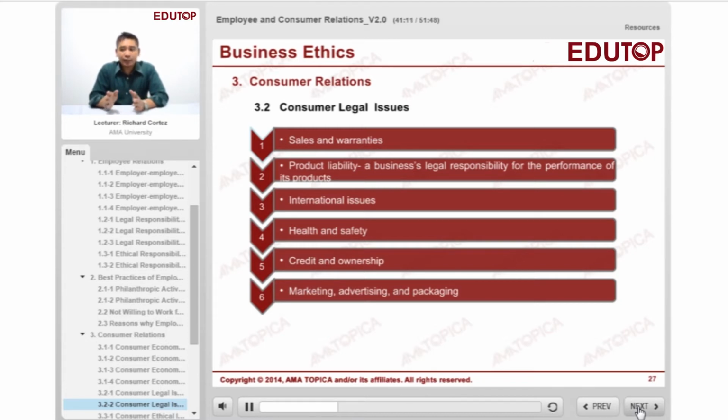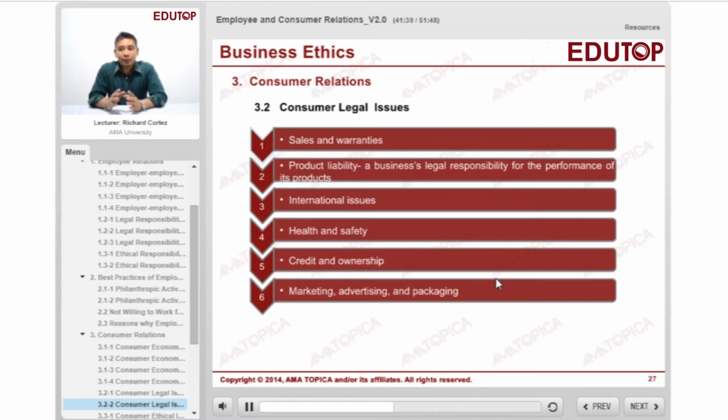So another thing is the health and safety of the consumer should always be considered by the company. So produce a product that is not harmful. Instead, it should be safe, and it should always promote healthy consumption by the consumer or by the customer. Okay, we also have here, let's talk about the marketing, advertising, and packaging.